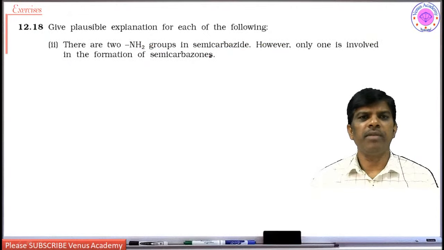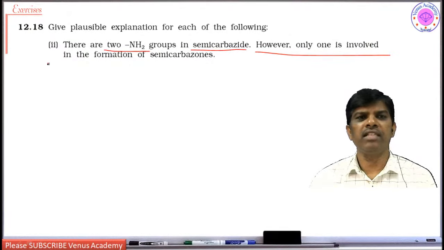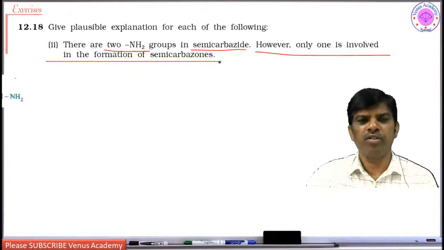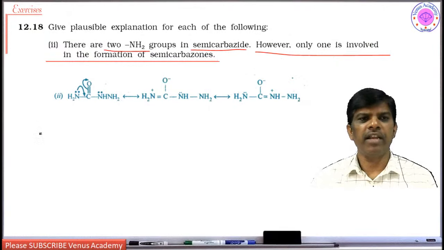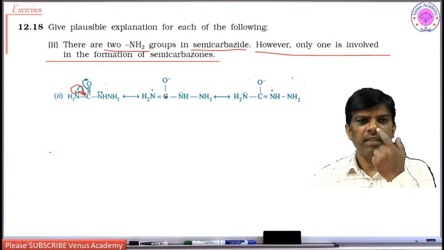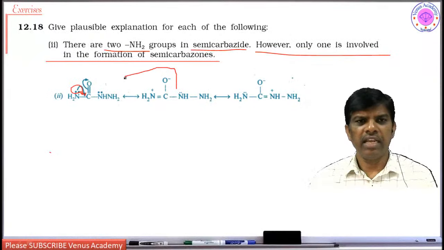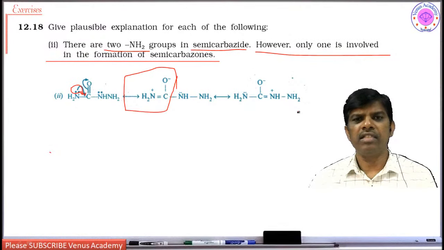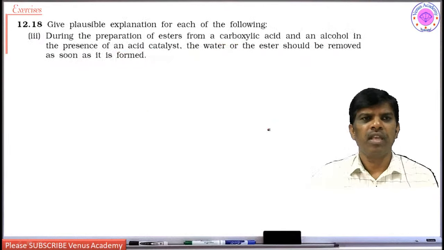Give plausible explanation for each of the following. There are two amine groups in semicarbazide. However, only one is involved in the formation of semicarbazone. Just now what I explained. So this lone pair is resonance stabilized, so it is going to be inactive, or it is not going to form an imine. So this amine group is going to be free, and this amine is going to form the semicarbazone.